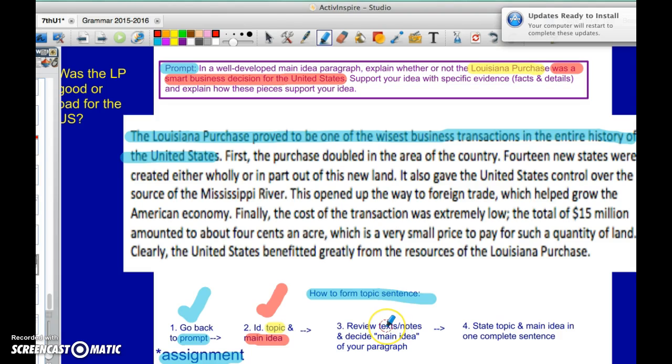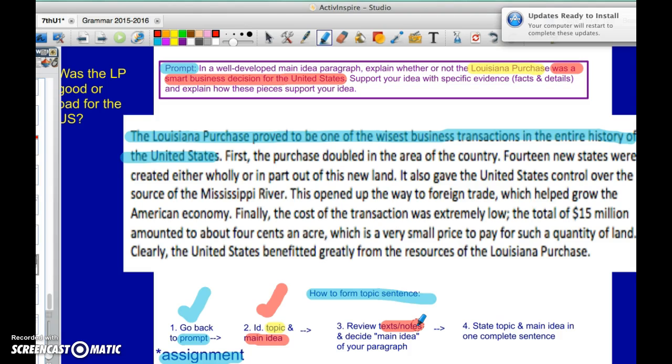For step 3, we need to go back, not just to our background knowledge, but to the text and the information that we read in order to make an informed decision and to make sure that our main idea is supported by evidence. So we're going to go back to notes and text and confirm, okay, was it good and what's the information to support that? Was it bad and what's the information to support that?